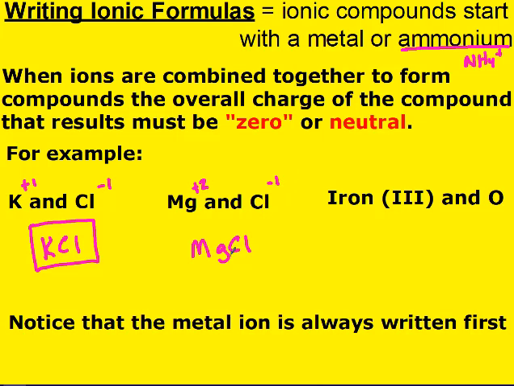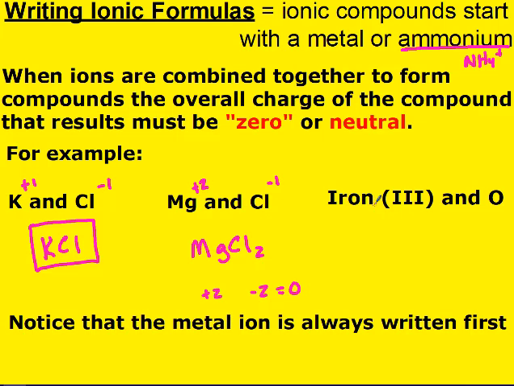Another way I could have thought about it was crossing the charges. That 1 goes over here minus the negative sign, and that 2 goes over here minus the plus sign. I just don't write the 1 and I only write the 2. So then I get MgCl2. To check myself, I can say 1 times 2 is negative 2, 2 times 1 is positive 2, and notice those add up to 0.